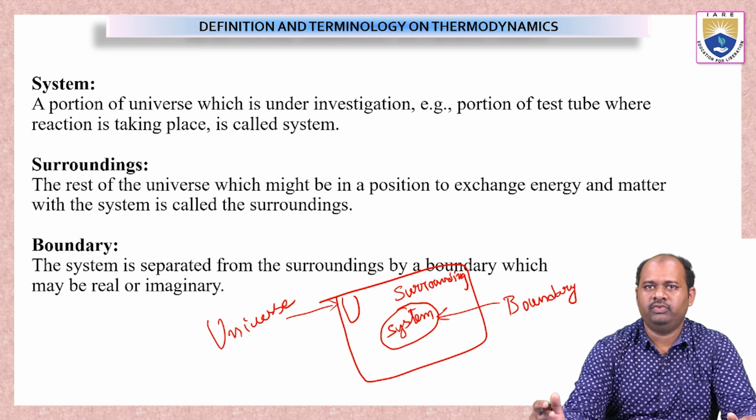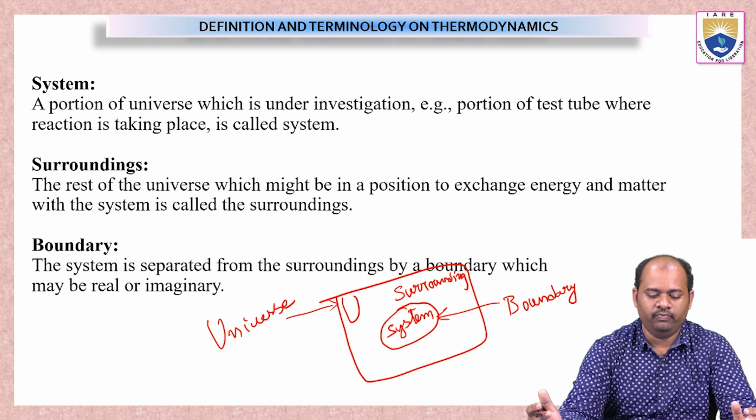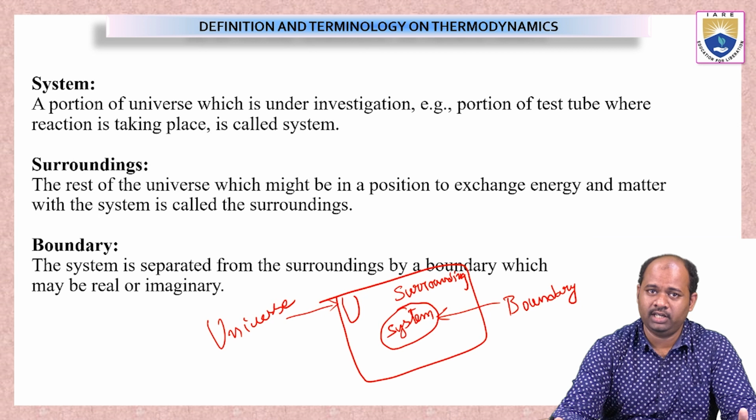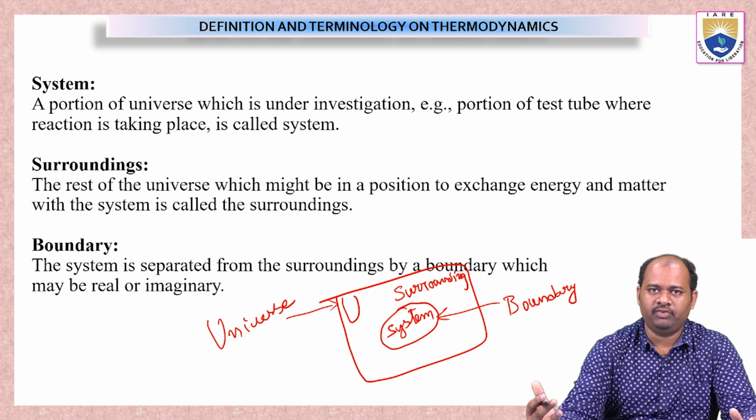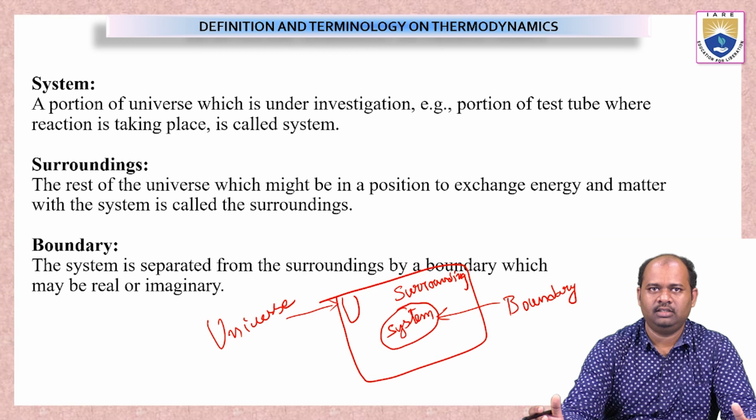The rest of the universe which might be in a position to exchange energy and matter with the system is called surroundings. Now we have seen we have a universe inside which we have a system which is separated by a boundary layer from the surroundings. Again, I am repeating the definition. We have a universe, inside a system is there, which is separated from the surroundings with the help of a boundary layer. All these things come under a single definition that is related to the terminology of thermodynamics.